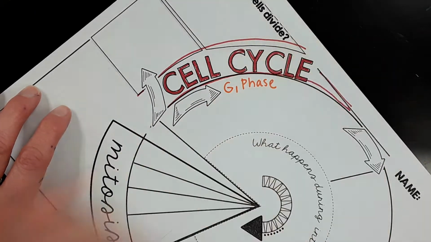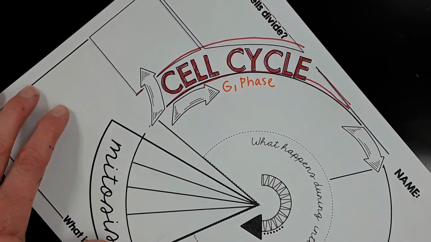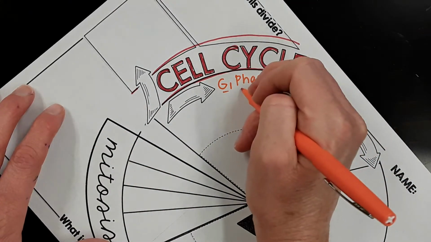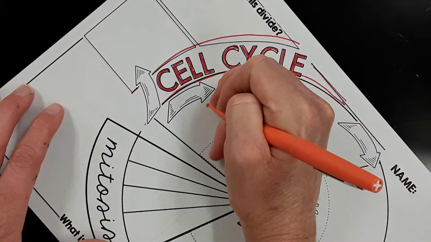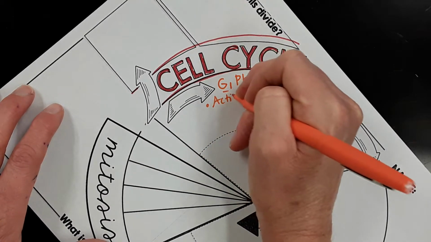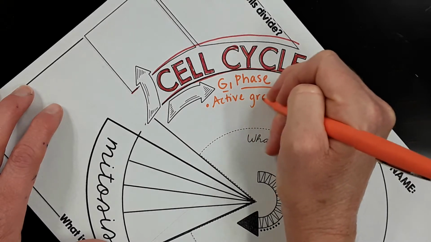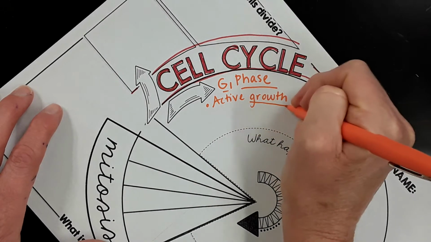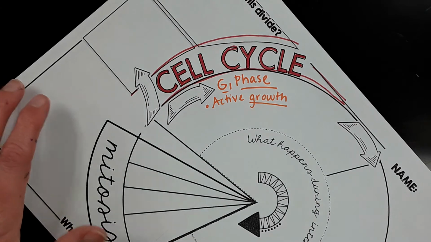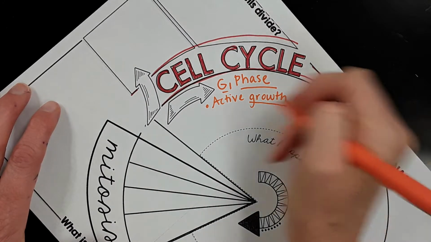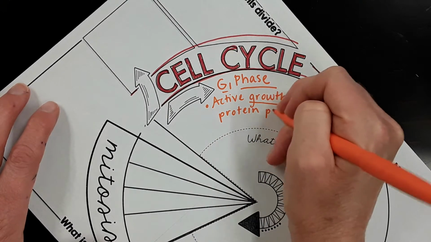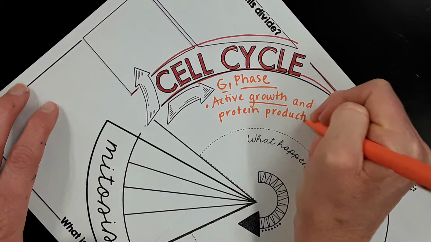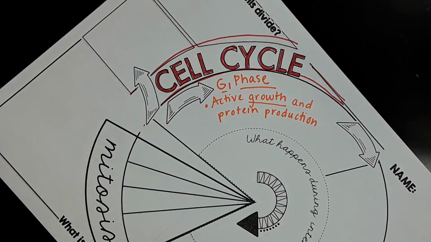G1 stands for growth. So the G1 phase is the growth phase. What happens during G1 is there is active growth in the cell, and protein production. This is what a cell does when it just starts off in life. It grows just like a new person grows.